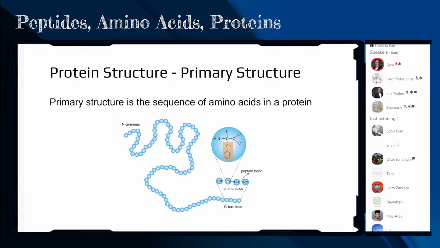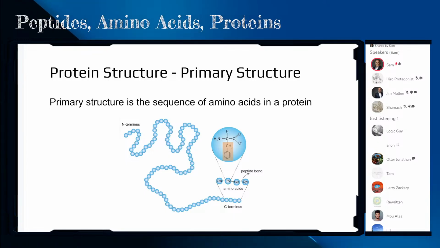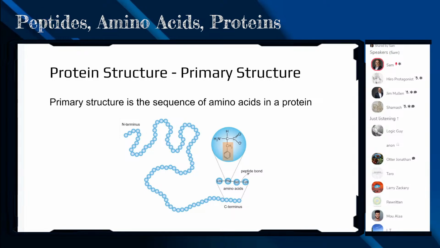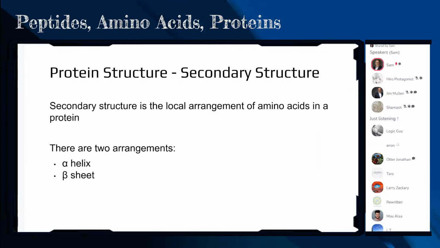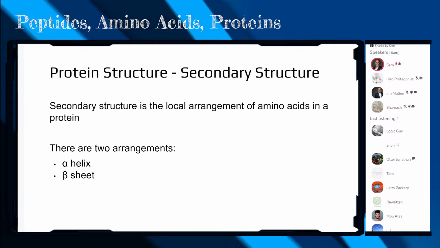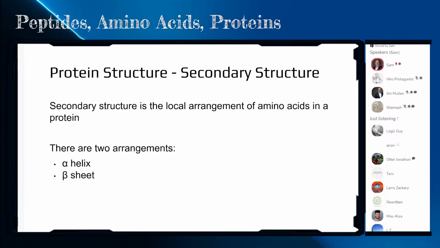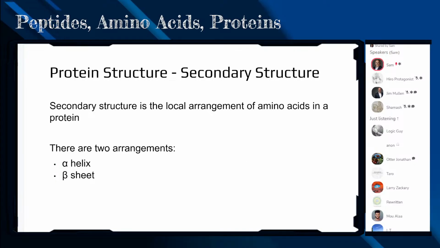And something like this doesn't really exist in nature, because as soon as the chain is being synthesized, the components kind of organize themselves into what is a secondary structure. So on slide 20, this is the local arrangement of amino acids in the chain. And we have 2 different arrangements in our secondary structure: an alpha helix or a beta sheet.